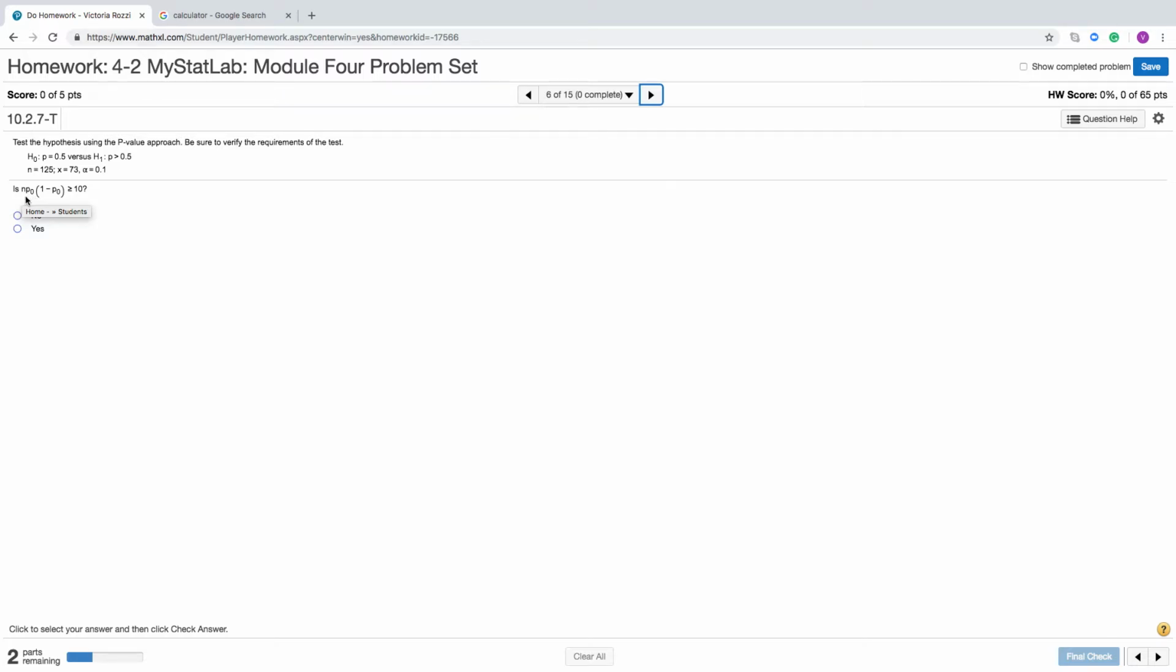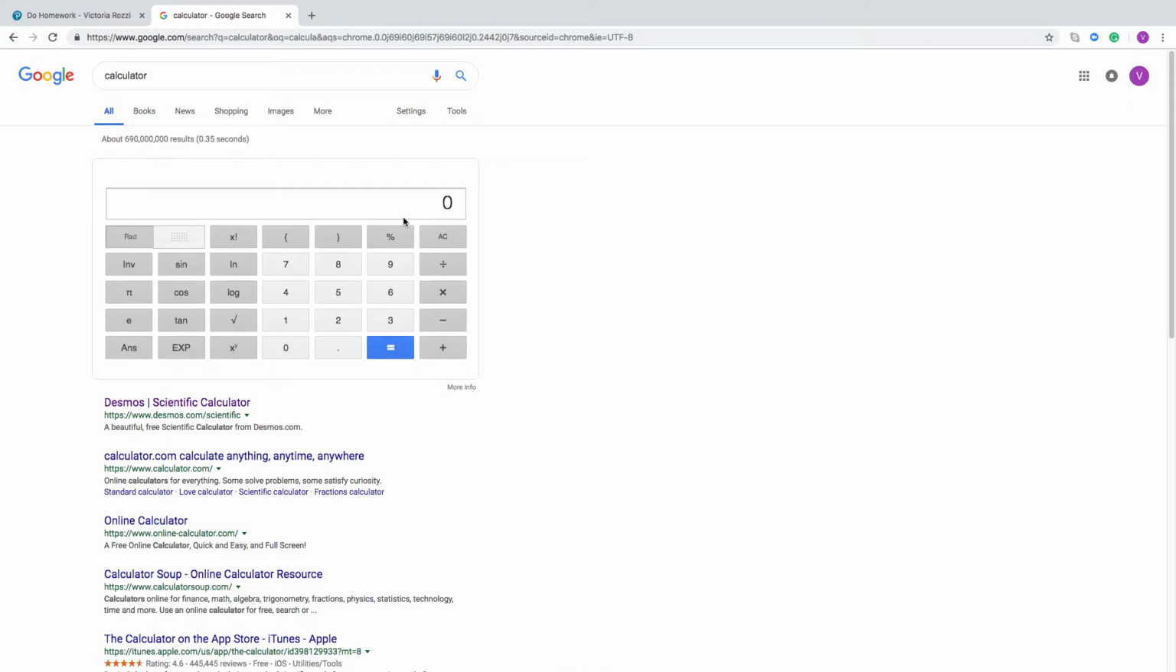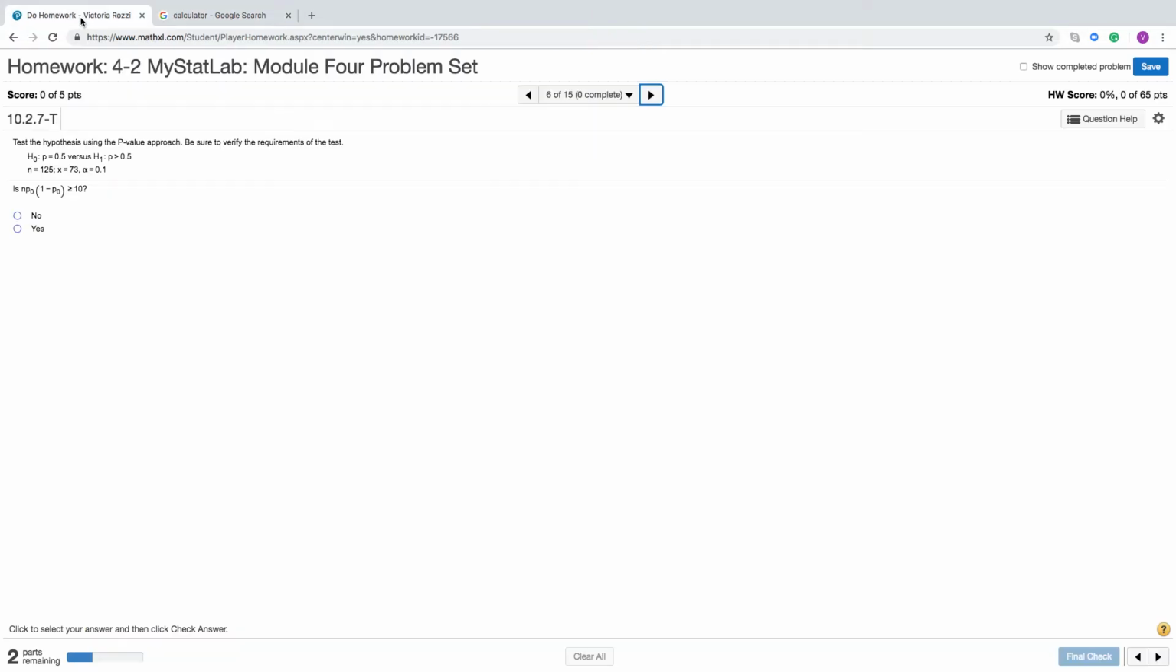In this case, your p naught is going to be 73 divided by 125. So you actually have to find that first. p naught is x over n. I'm going to do that first just because it's easier. So 73 divided by 125 is 0.584, my p naught.